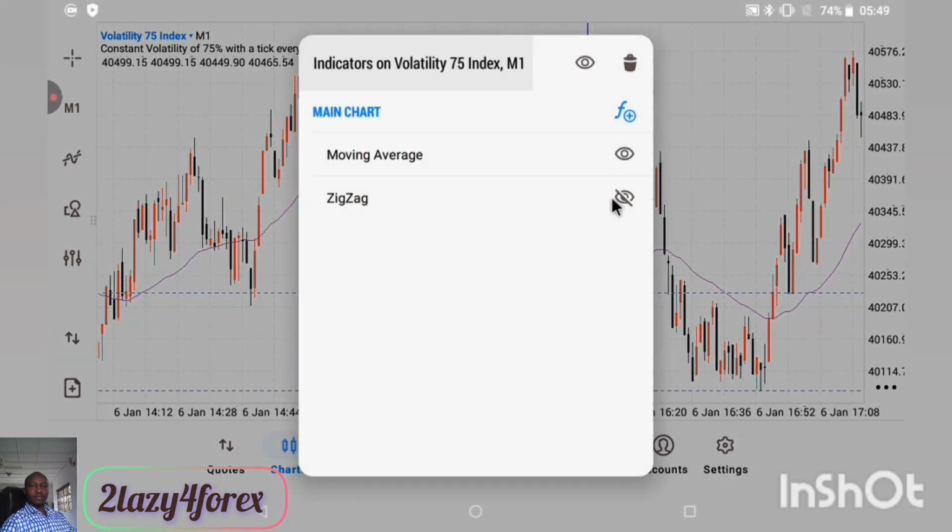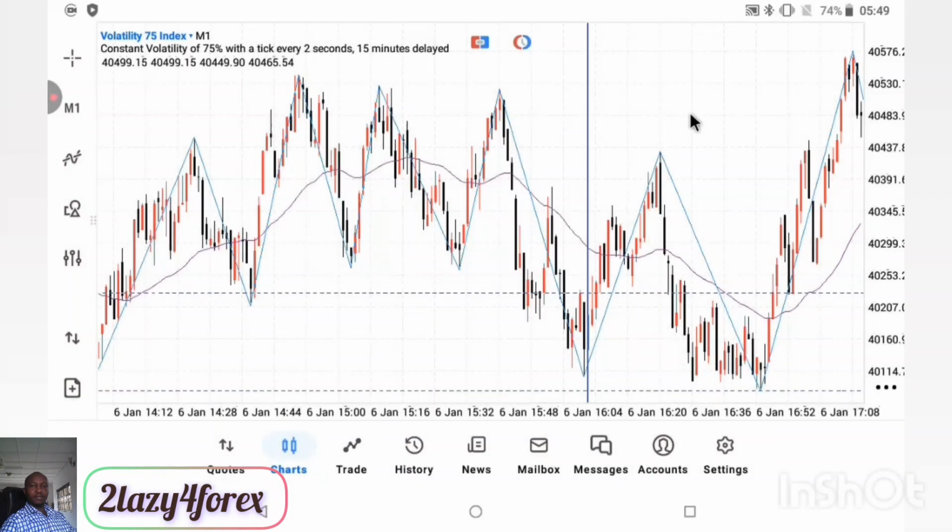There are other lower time frame entry strategies that I thought of, but I just decided to use this. The other ones work perfectly on this strategy too. So let's just put it on.